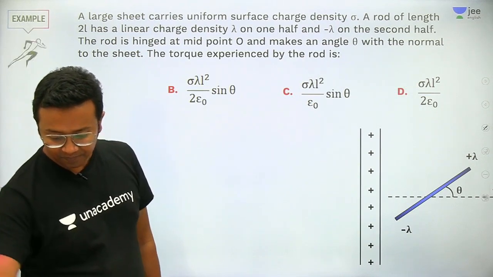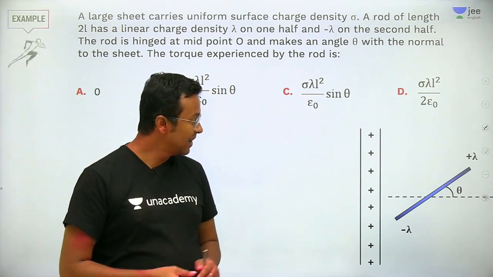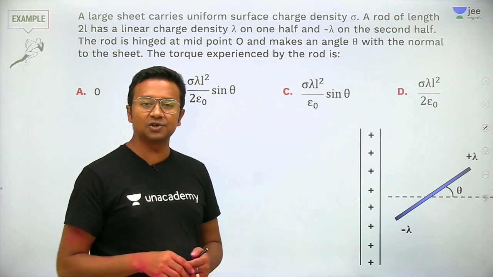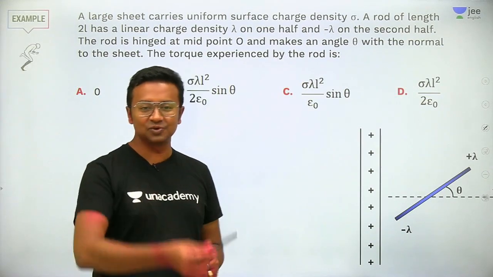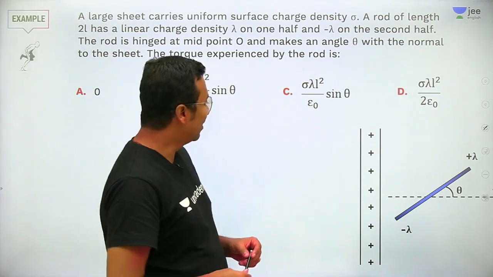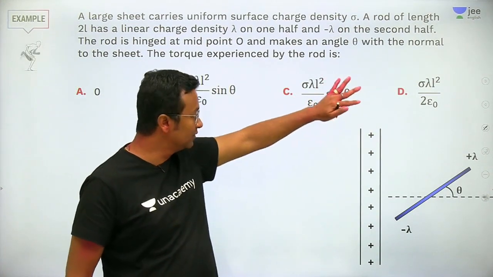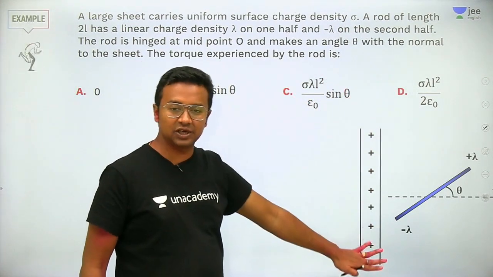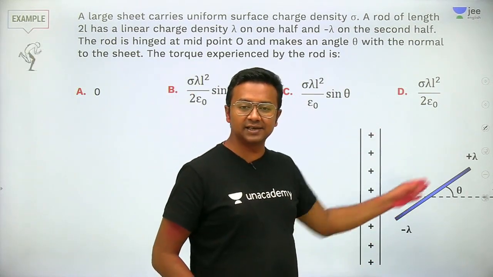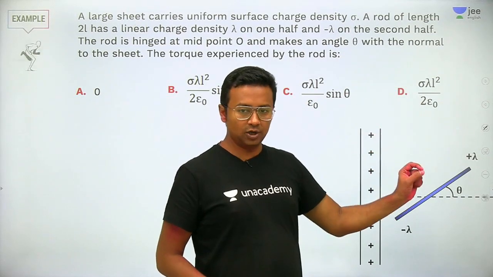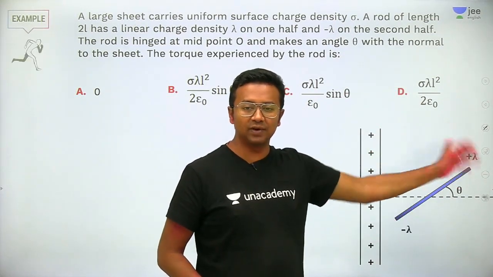Okay, what do we have here in this particular problem? Let's try to understand. I'll give you just a gist of it, because the next lecture is supposed to start in some time. I'll tell you the complexity level of this problem also. You've got a sheet of charge, and in front of this sheet of charge there is a rod which has charge distributed over its length.